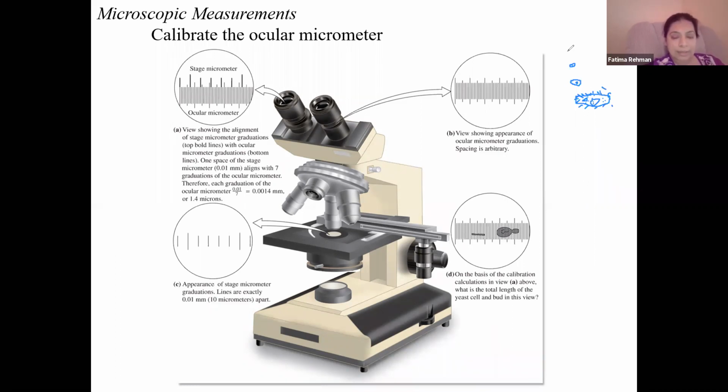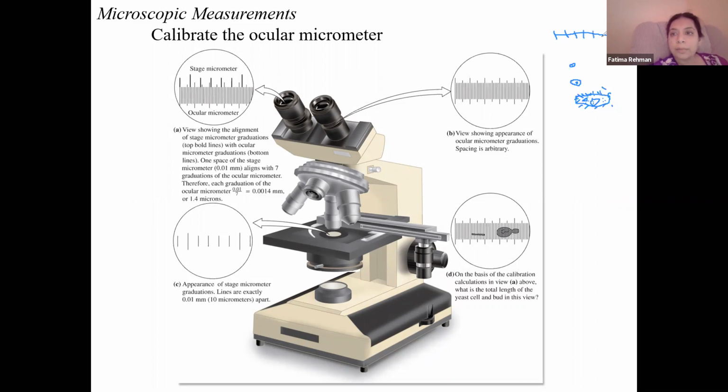So what I need is a ruler that I can compare it to and then actually decide what the size is. In one of our ocular lenses in the lab, we have a little ruler, and that ruler is called an ocular micrometer. The ruler is subdivided into 100 tick marks.